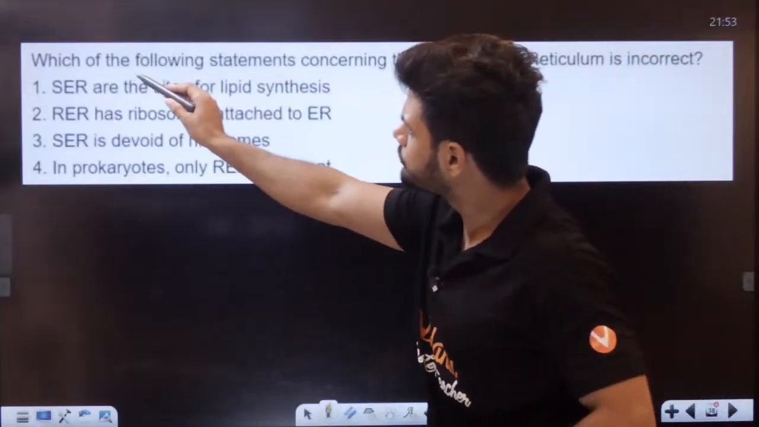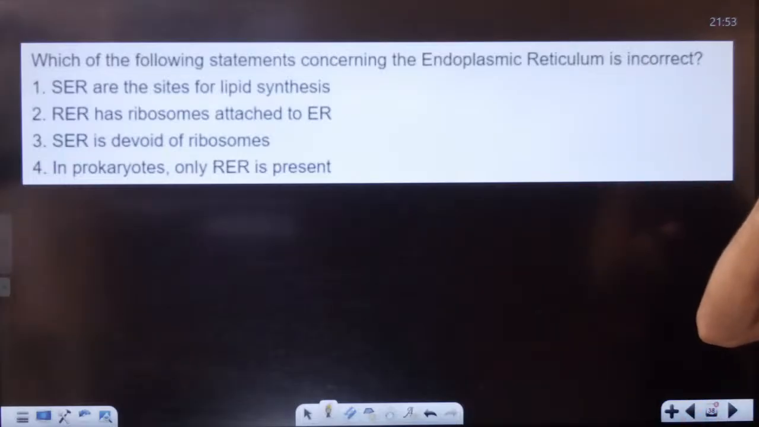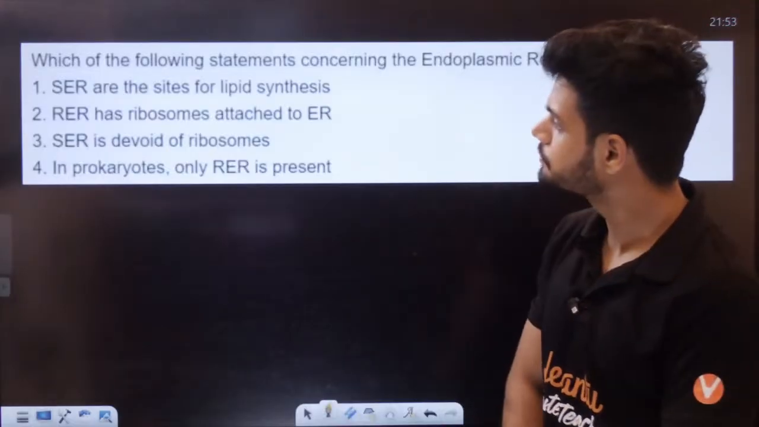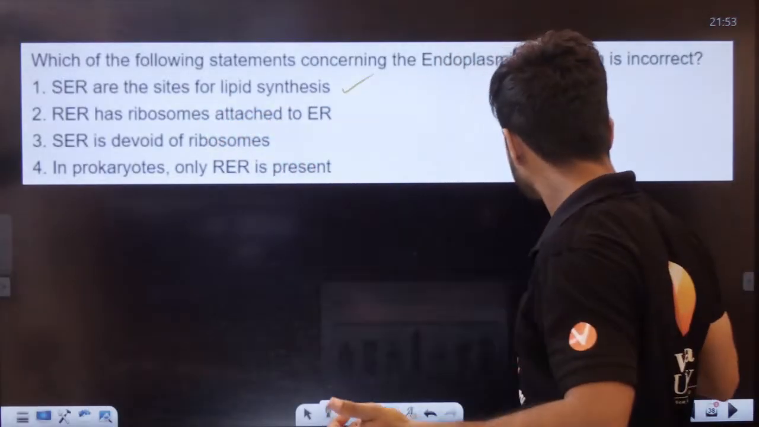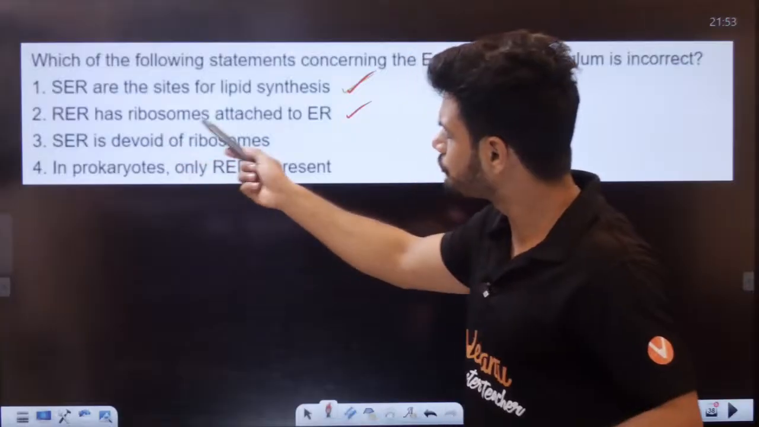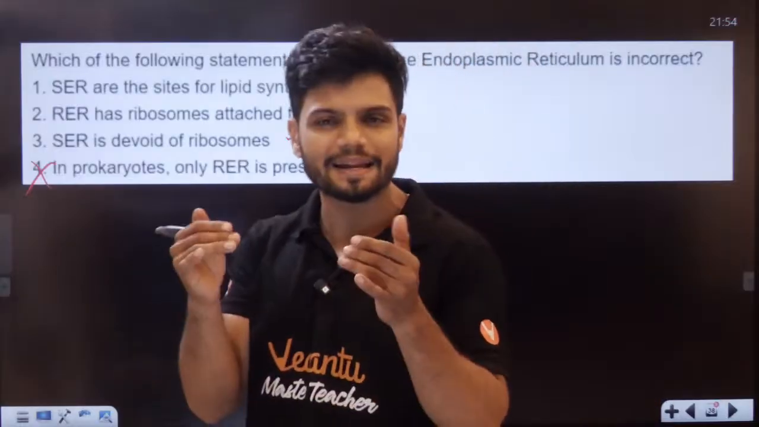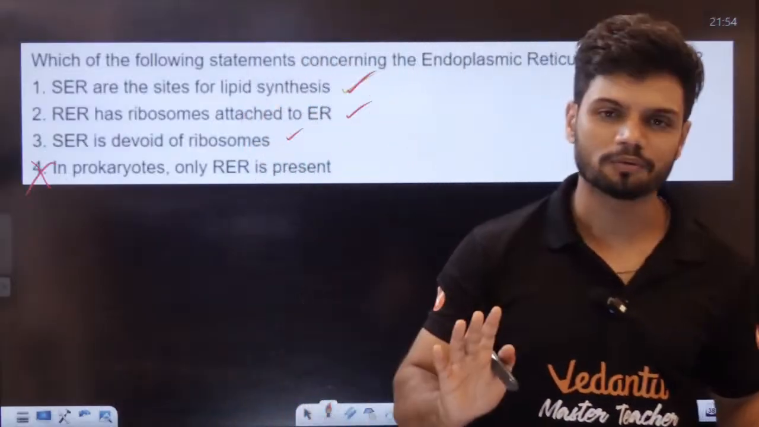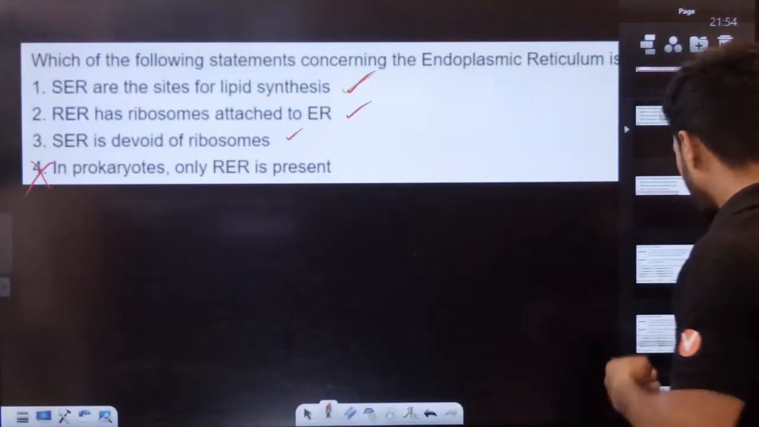Which of the following statements concerning the endoplasmic reticulum is incorrect? It is an incorrect statement. SER are sites for lipid synthesis. हाँ, correct है ये तो. RER has ribosomes, yes. SER is devoid of ribosomes, हाँ. But this option, prokaryotes only RER? No. Prokaryotes do not have any type of ribosomes. Okay, students, prokaryotes do not have any ribosomes at all. Prokaryotes are primitive, very primitive.